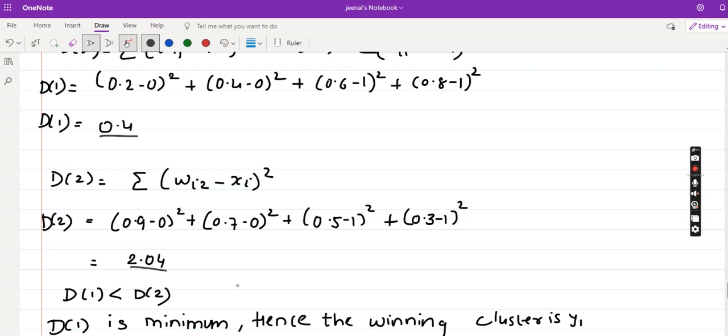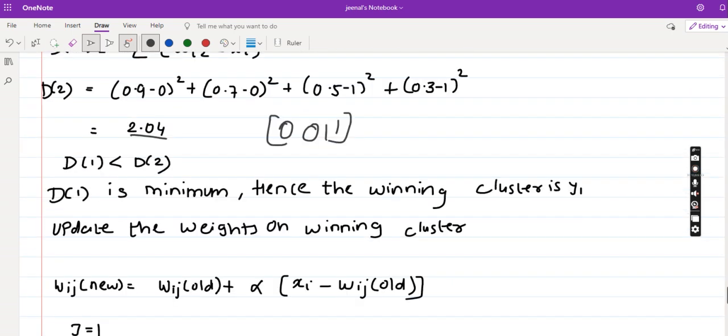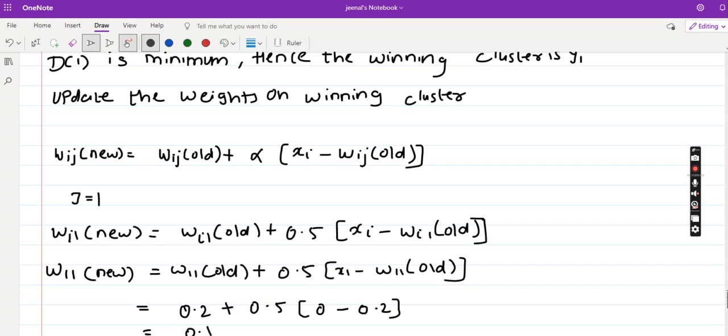Hence for this given pattern X, my X was 0011. For this pattern, the winning cluster is Y1, the first cluster. So I'll allocate this pattern to the first cluster and then I will update the weights on the winning cluster. How do you update the weights on the winning cluster? Wij new, J is 1, I know. So Wi1 new is equal to Wi1 old plus 0.5 times (xi minus Wi1 old). So I'll have 4 different values of the weights because we have 4 digits in the input pattern.